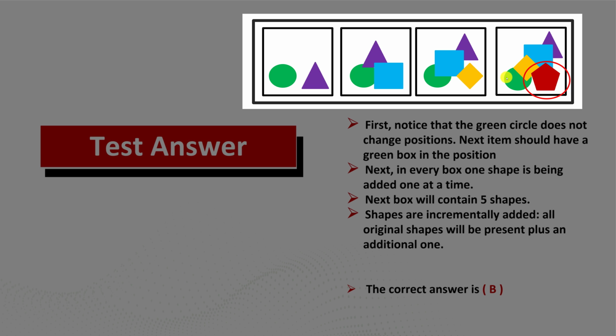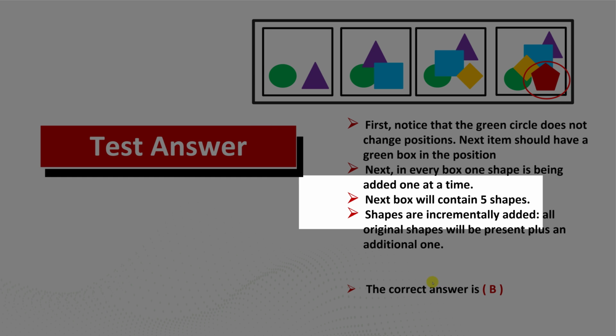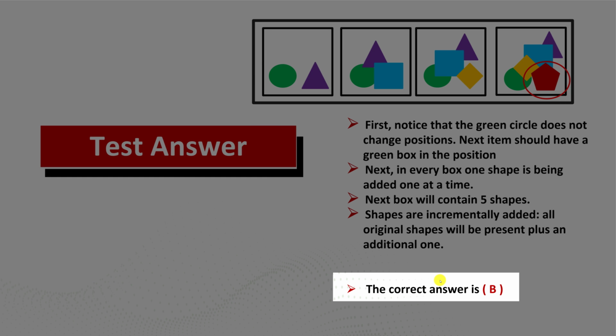So we can safely assume that the item that we will pick should have a green circle in the bottom left corner, and it should have 5 items, and it should contain all original items present in the first 3 squares. This leads us to the correct answer, choice B.